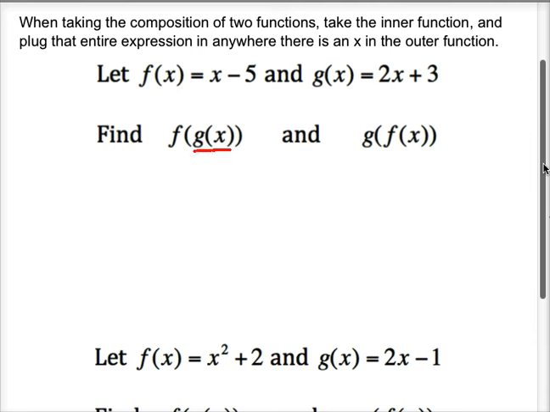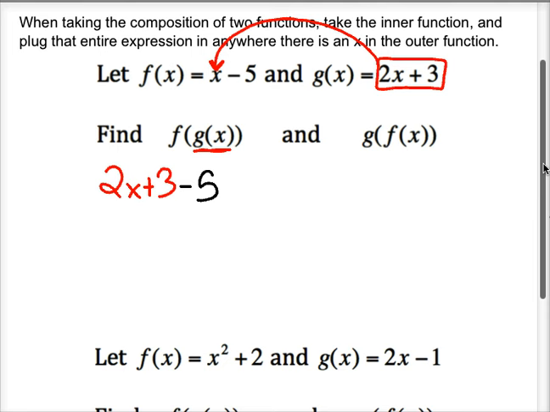So here, you always start with your inner function. All right, so my inner function is g of x. So that 2x plus 3. I start with that inner function, and I plug it in wherever I see an x in the outer function. So this time I'm not dealing with numbers, I'm dealing with the function as a whole. So I'm plugging in that 2x plus 3. I'm plugging that in to the outer function, into the f of x function.